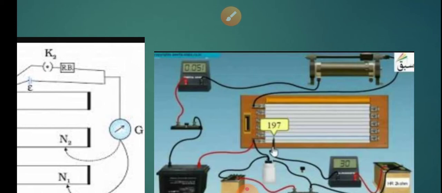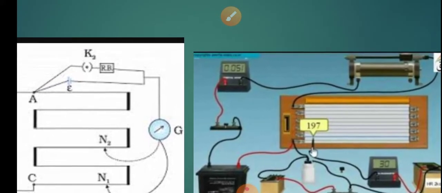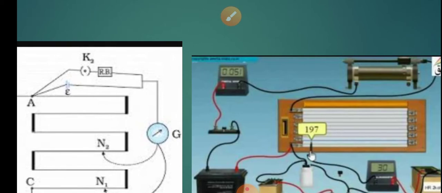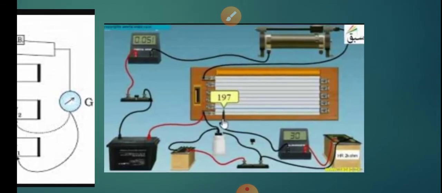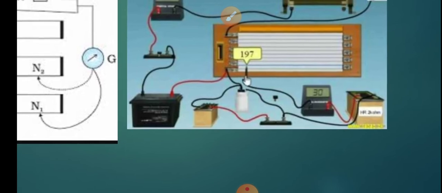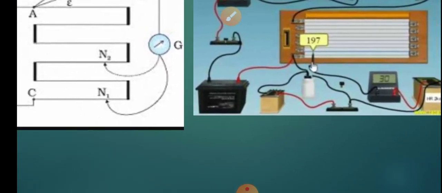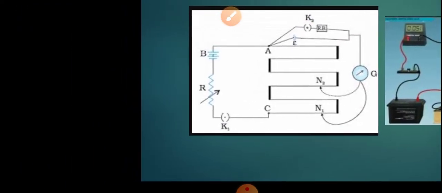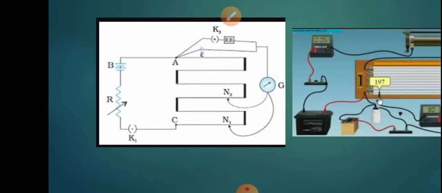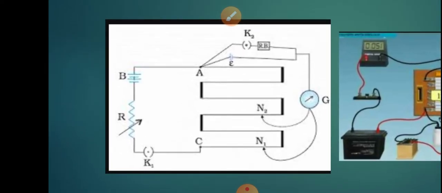One rheostat. This is the experimental setup in which there is a battery, key, ammeter, rheostat, galvanometer. This is the source battery, and these are the two cells. Now this is another diagram, which shows the principle of the meter bridge.